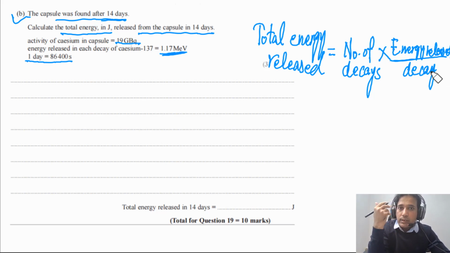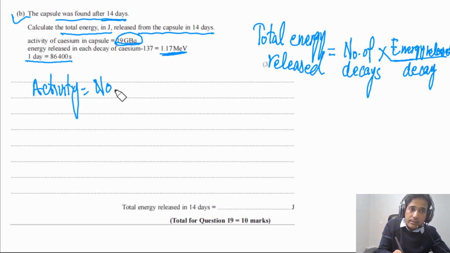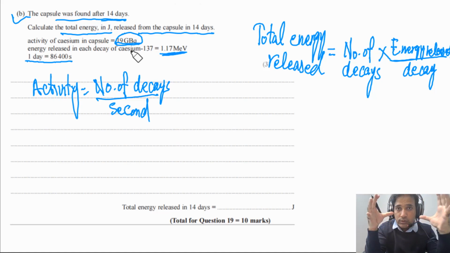So how can we calculate the number of decays? Look at this one. Activity is given to us. So what is activity? Activity is telling us the number of decays per second. This is given in becquerel, meaning number of decays per second. So we have how many decays are happening in 1 second, and if we have the total time, we can find the total number of decays.